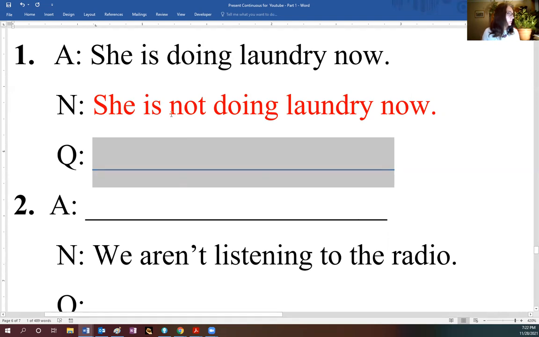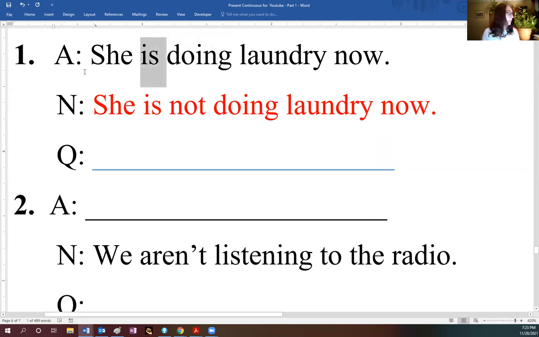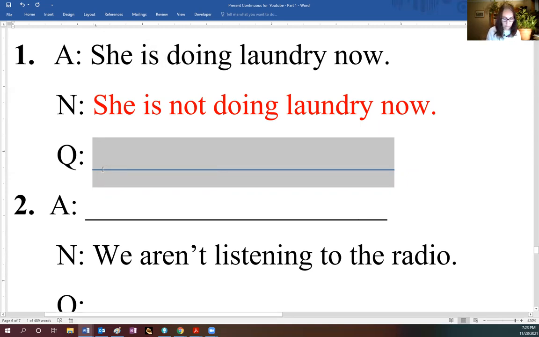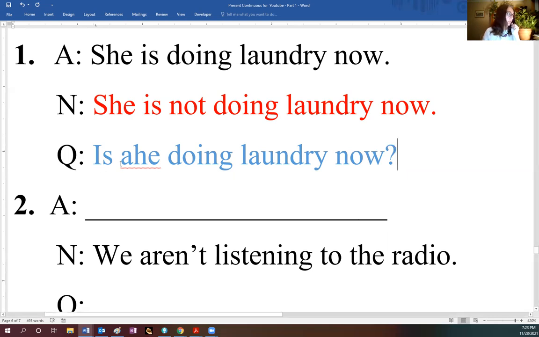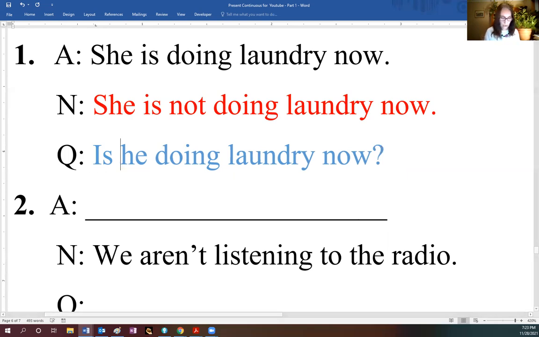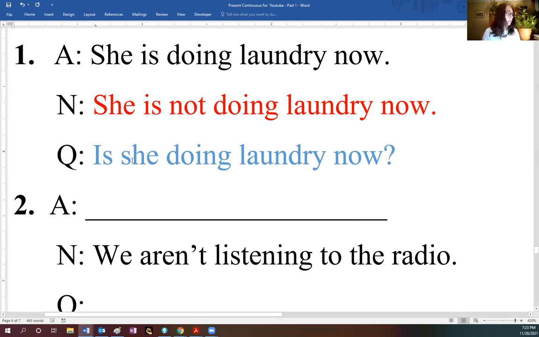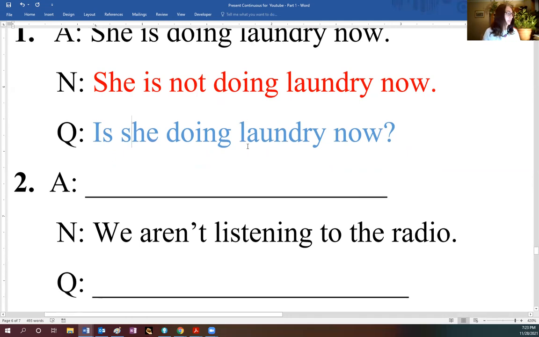Okay, so she's not doing laundry question. If I take this one, it starts with is. So is she doing laundry now? Question mark. Don't forget the question mark. And not he, it's she. Okay, is she doing laundry now? So very easy to make the question. Okay, let's see. If you have it like this in your notebook, that's how you did it. That means that you did good and you understand how to do it.